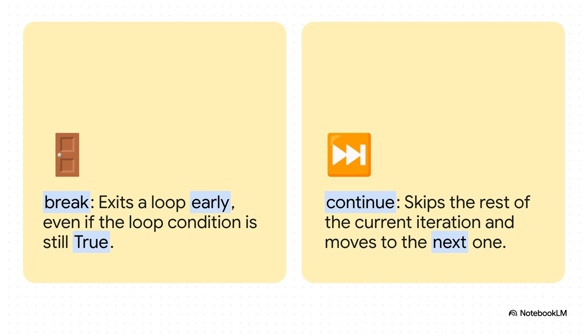And finally, two incredibly powerful keywords, break and continue. Think of break as the emergency escape hatch. The moment your code hits the word break, it immediately blasts out of the loop, no matter what. It doesn't even check the condition again. Continue is different. It's more like a skip button. It stops the current trip through the loop and tells Python, all right, skip the rest of this one and jump straight to the start of the next iteration. They are essential for fine-tuning your loop's behavior.